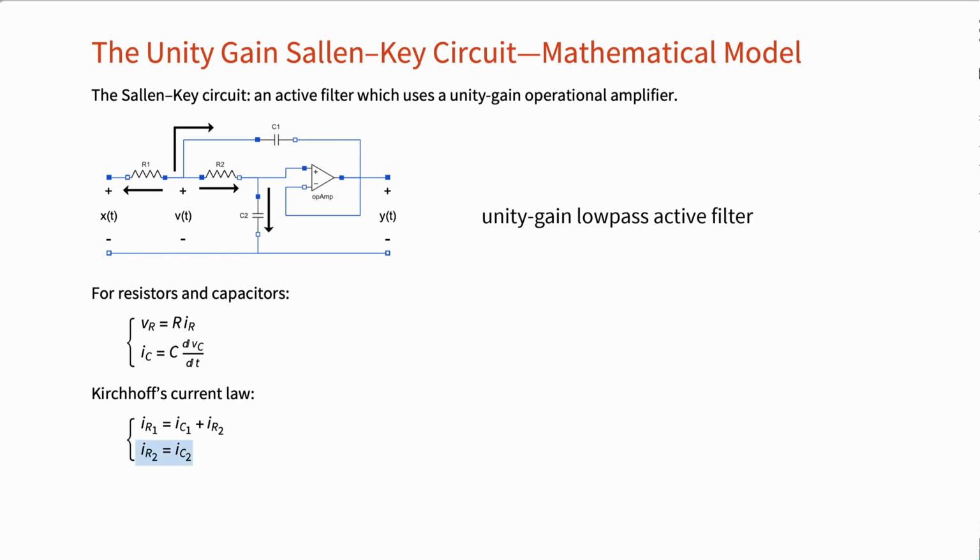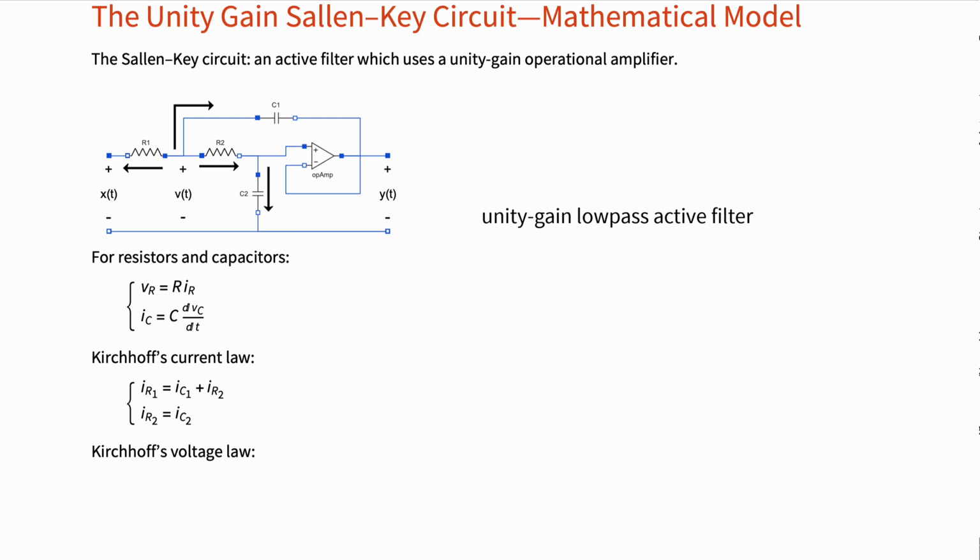The second equation assumes, as is common practice, that the op-amp is ideal with infinite input impedance and zero currents at the input terminals. Therefore, for the second node, we have only the sum of I_R2 and I_C2. Also, applying Kirchhoff's voltage law to each of the three loops in the circuit, we get three equations as indicated here. V(t), the node voltage, is labeled in the circuit.